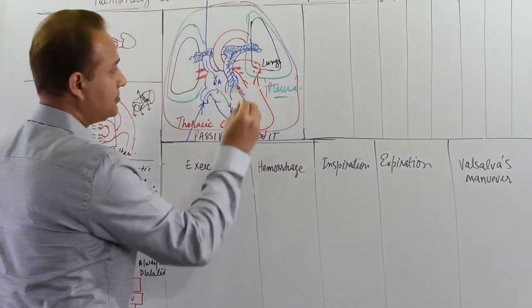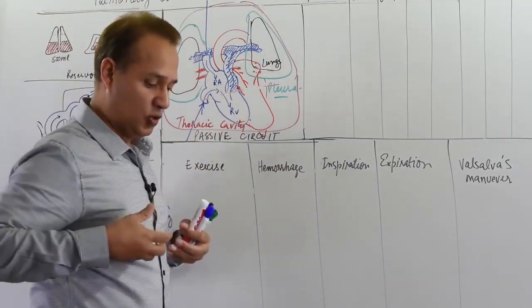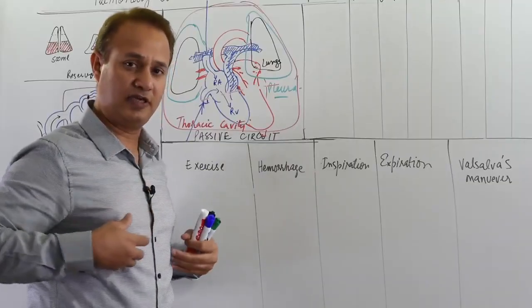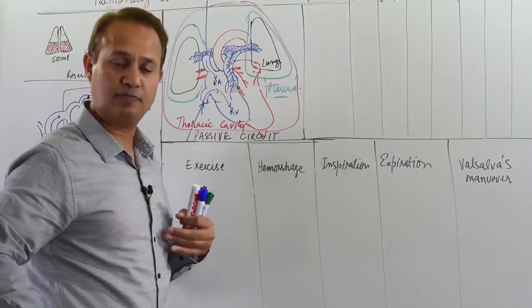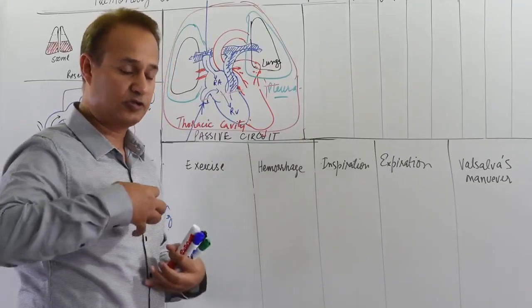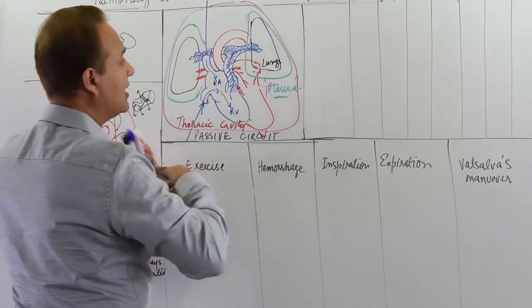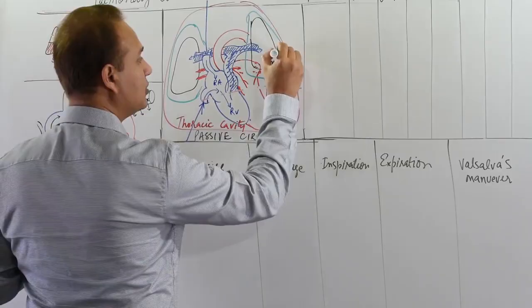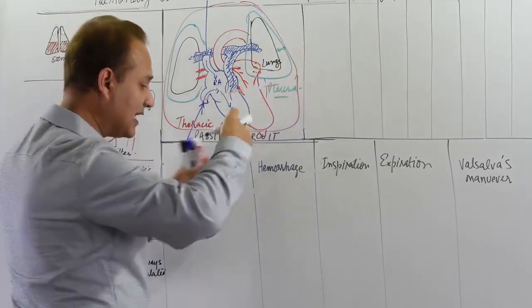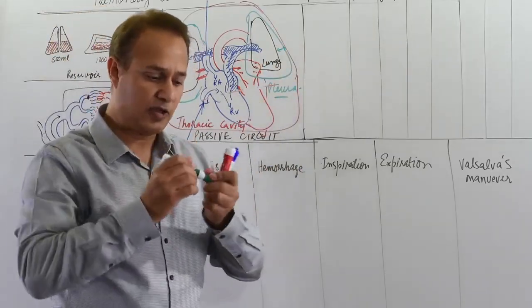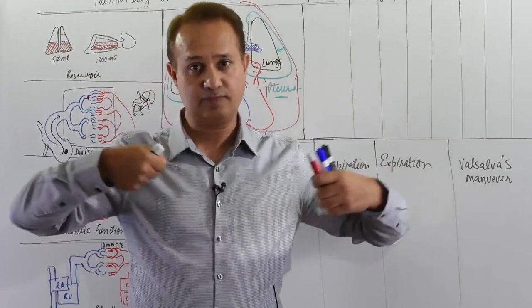So let's see what happens. When we want to inspire, we have the bucket handle movement of the ribs, and the diaphragm pushes down. The end result is that the thoracic cavity expands. When the thoracic cavity expands, that creates negative pressure in the pleura, and that negative pressure pulls the lungs out. So as the chest expands, the lungs are pulled out.